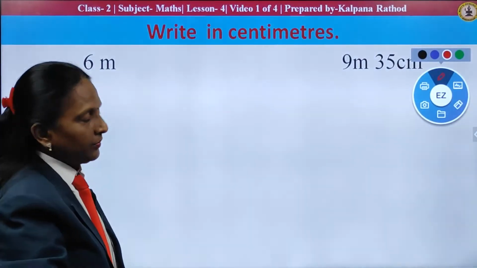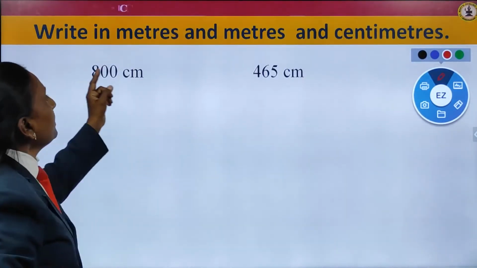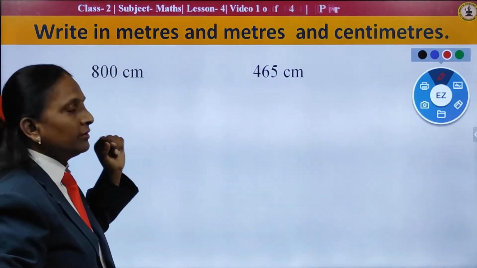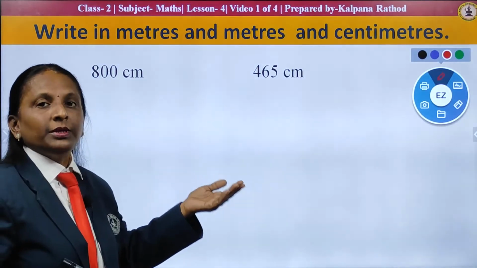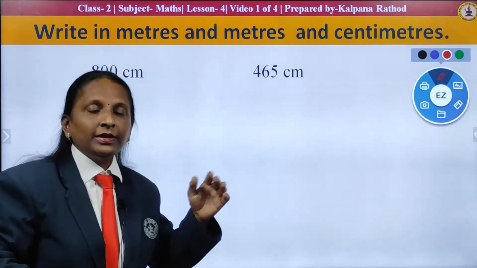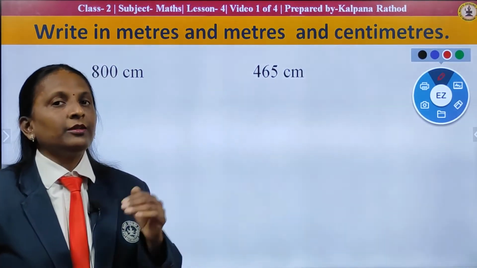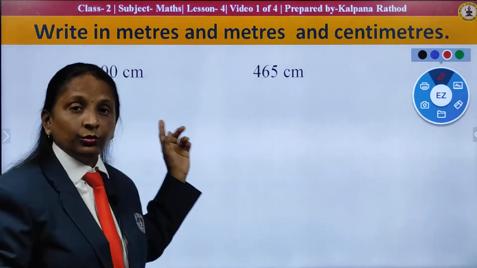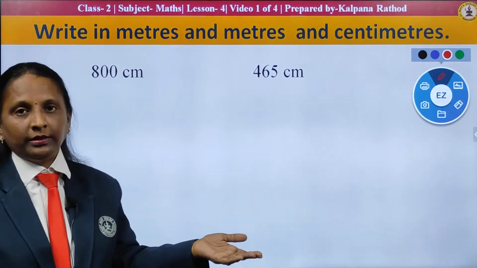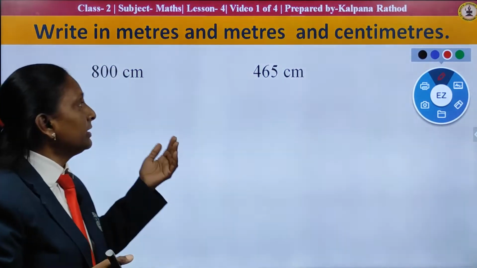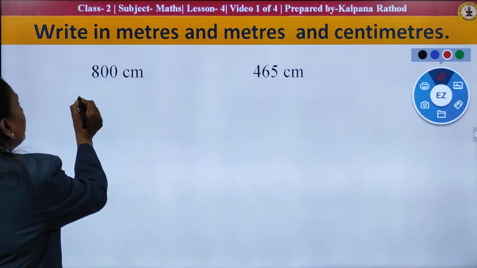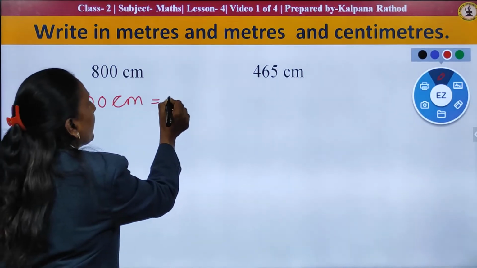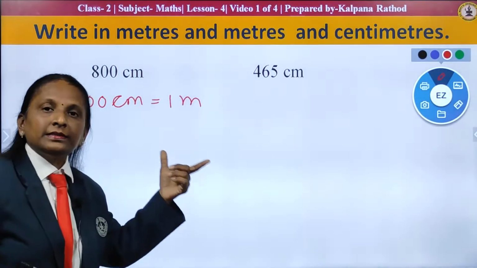Now, write in meters and centimeter. Now here 800 centimeter is given to us and we have to convert it into meter and centimeter. When we are converting meter into centimeter, we are using the formula 1 meter equals 100 centimeter. But here we have to convert 800 centimeter into meter. So we will turn the formula this way, that 100 centimeter equals 1 meter.